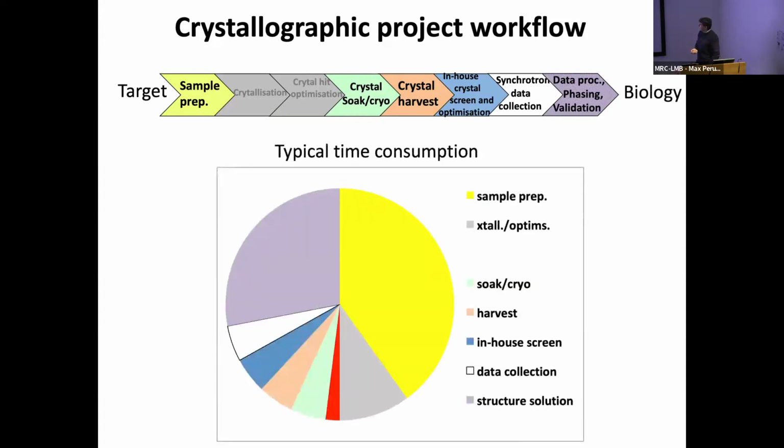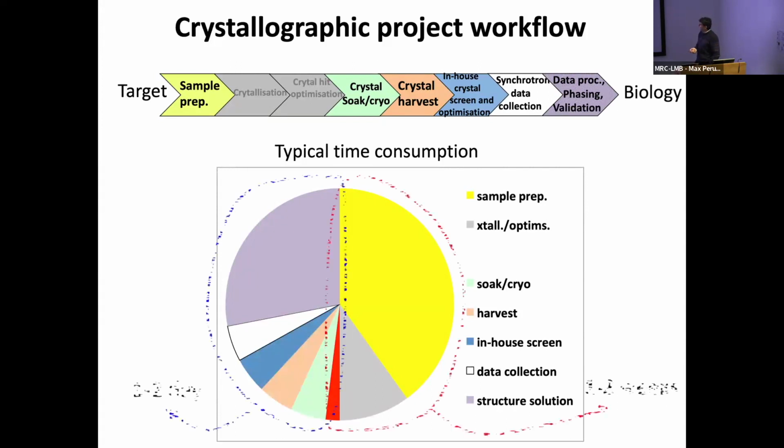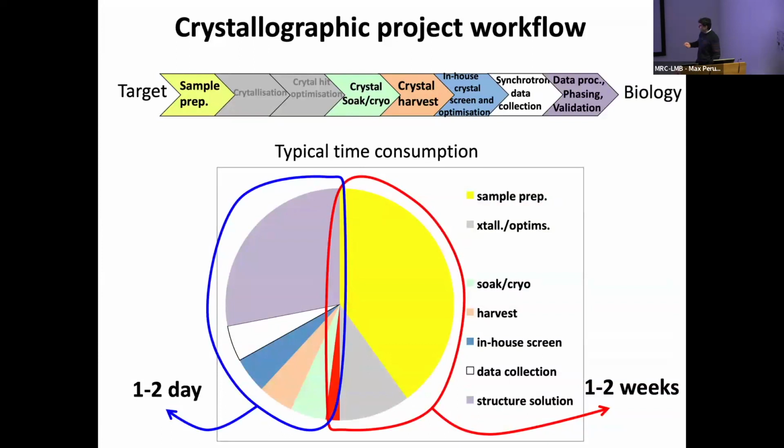This is more or less the typical time consumption, but this can vary greatly. As a rule of thumb, this is where your time will be spent, probably. It'll be 1 or 2 weeks to prepare the samples, and 1 or 2 days to get your structure, if you get good crystals. But of course, this 1 to 2 weeks could in some cases be 1 to 2 months, or 1 to 2 years, or it might never happen that you can crystallize your protein, unfortunately.